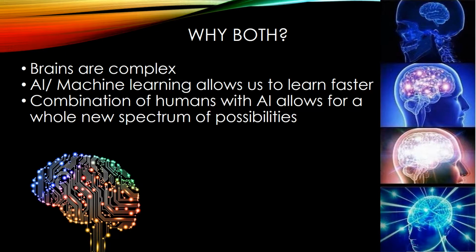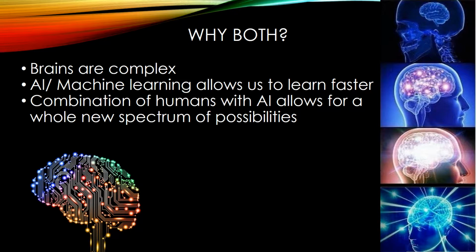So why do we need both? Well, to put it simply, brains are some of the most complex things in the world, as we've probably learned through the course of this class. And as there are billions of neurons working together to help us do everyday actions, such as me presenting to you right now, it's hard to capture all of the activity with just a human. So AI and machine learning allows us to learn about those neurons and the interactions of them and the action potentials that are occurring at a much faster rate.